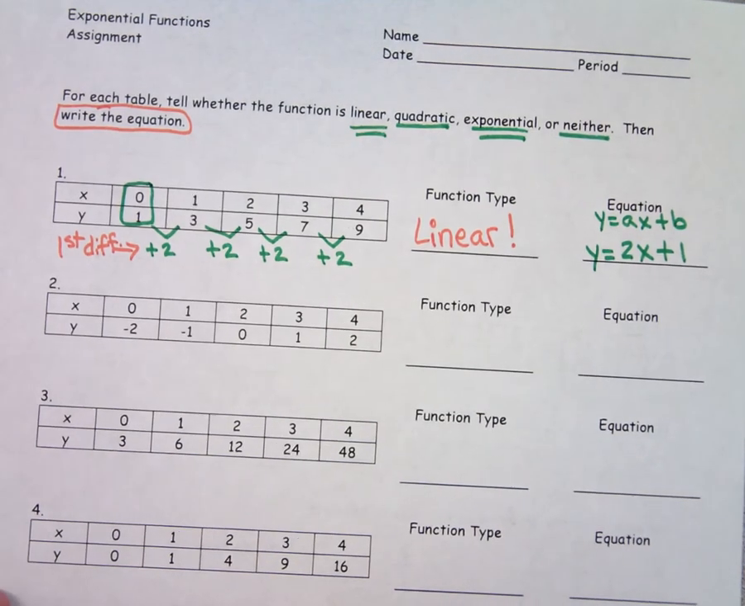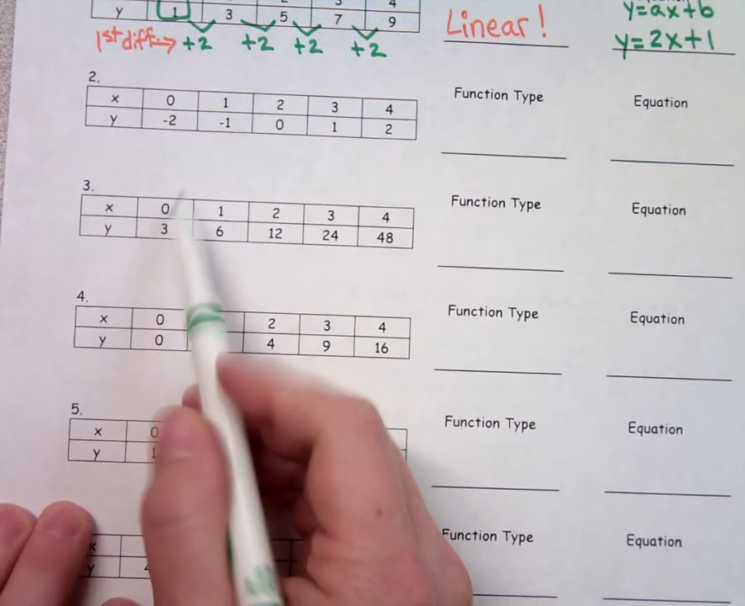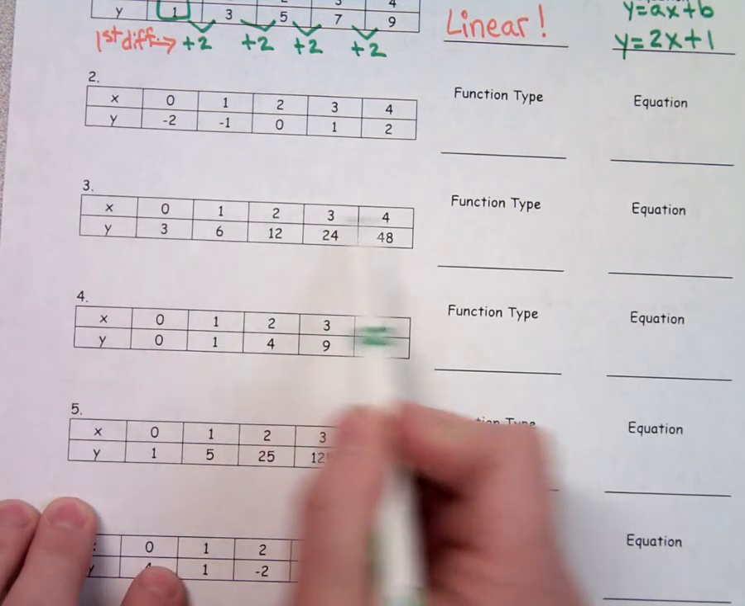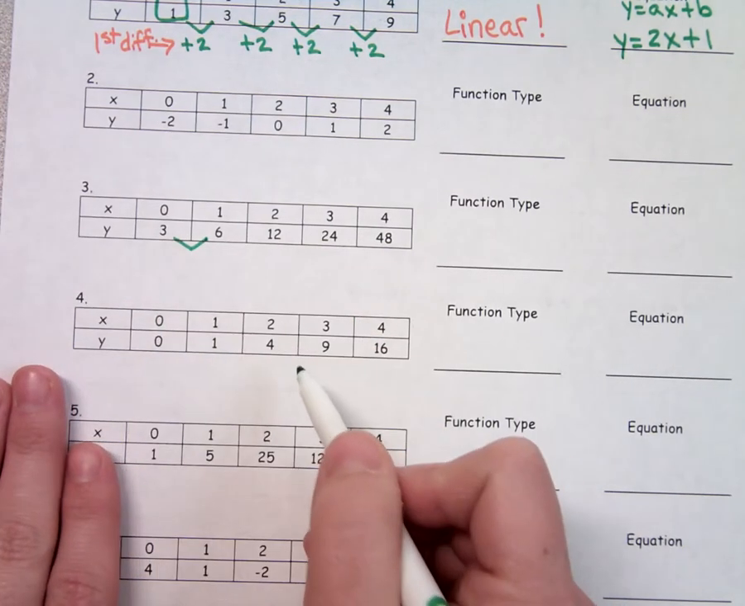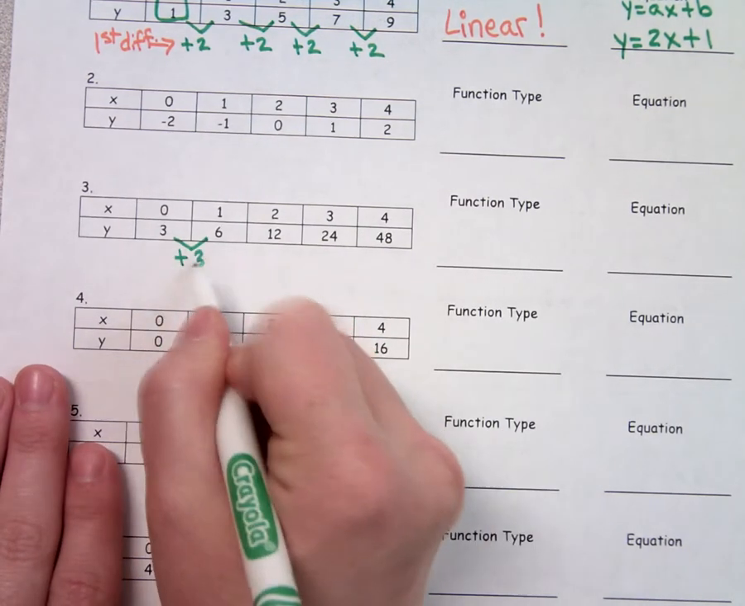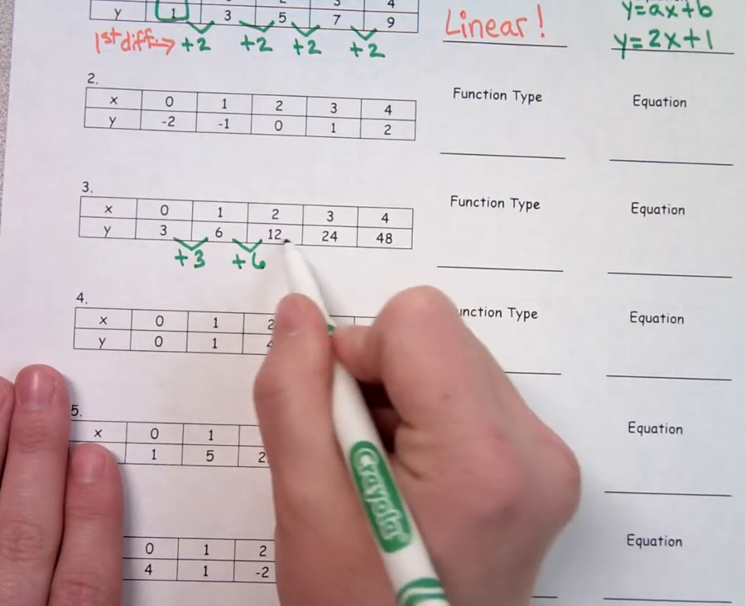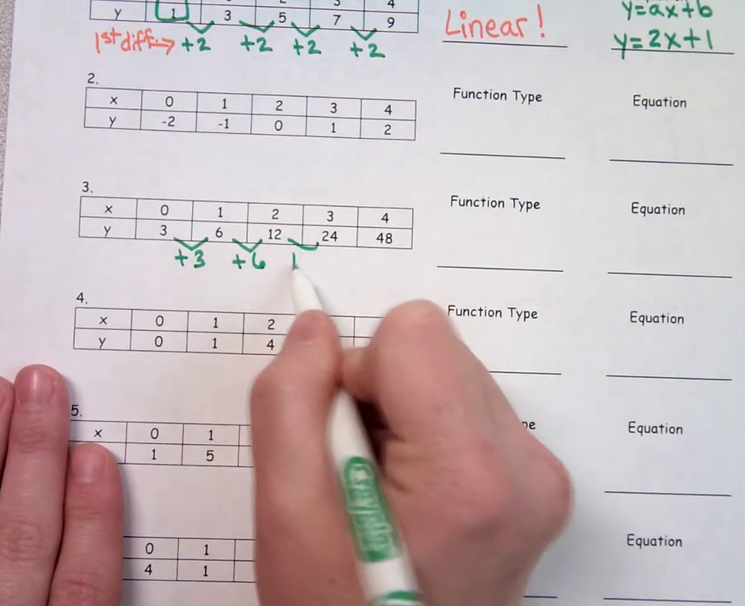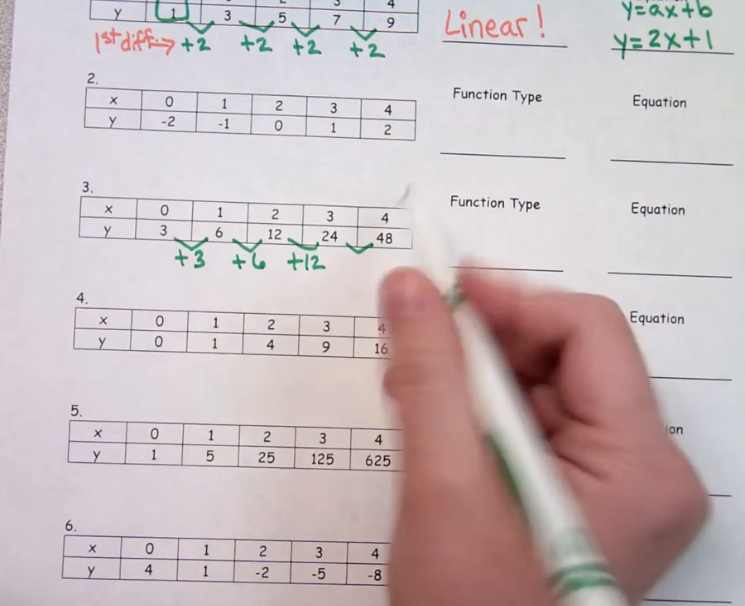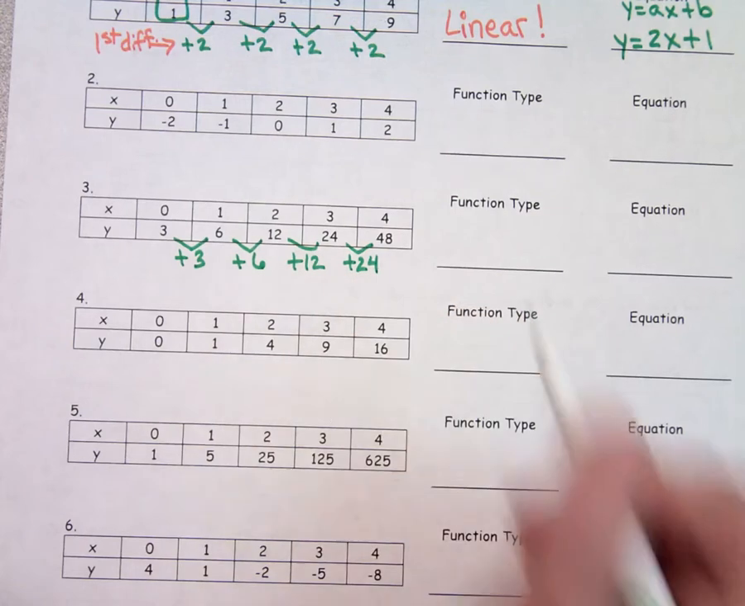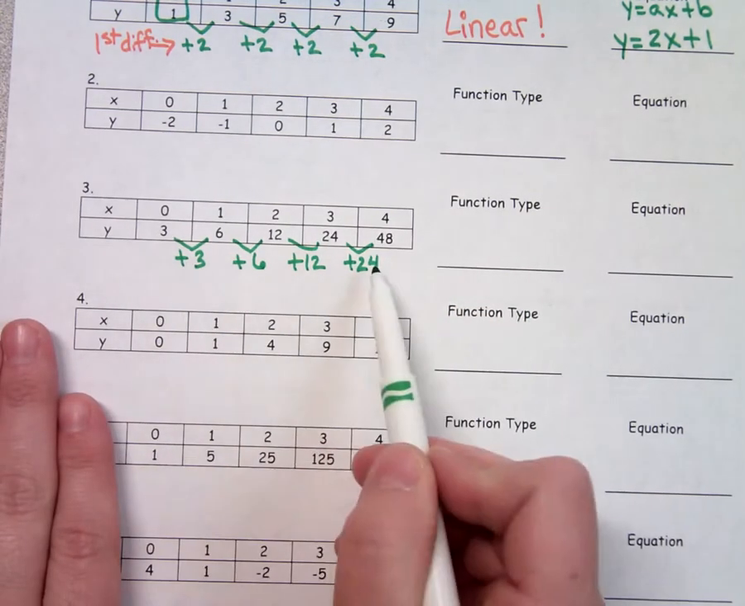Okay, I'm going to skip down to number 3. So let's look at number 3. First I look to see, do my x's all go up by 1? Yes. Now let's check our first differences. How do we get from 3 to 6? Up 3. How do we get from 6 to 12? Up 6. How do we get from 12 to 24? Up 12. How do we get from 24 to 48? Up 24. Is this linear? No. My first differences are not the same.